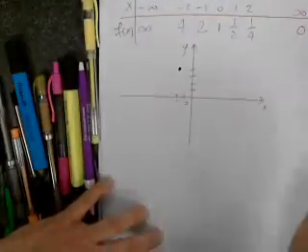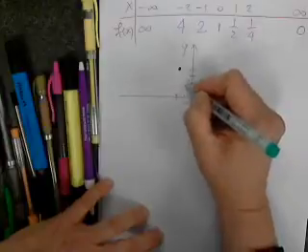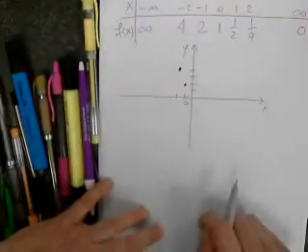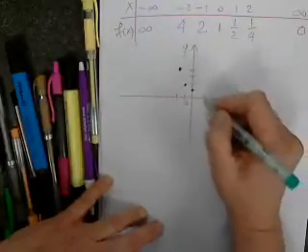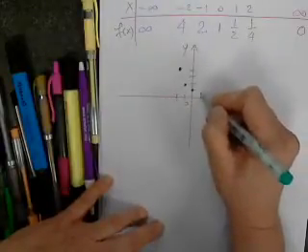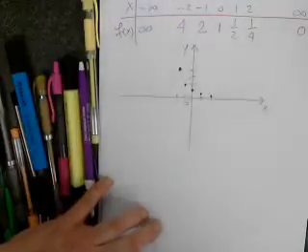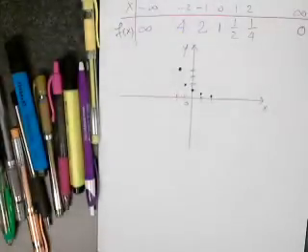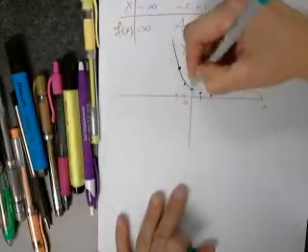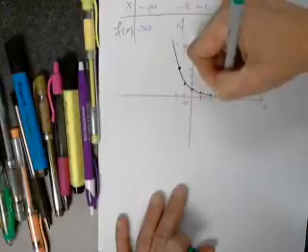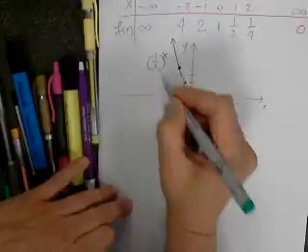Next. -1, 2. Next. 0, 1. Next. 1, 1/2. Next. 2, 1/4. It's very clear, right? Here it is. And this is the graph of 1/2 to the x.